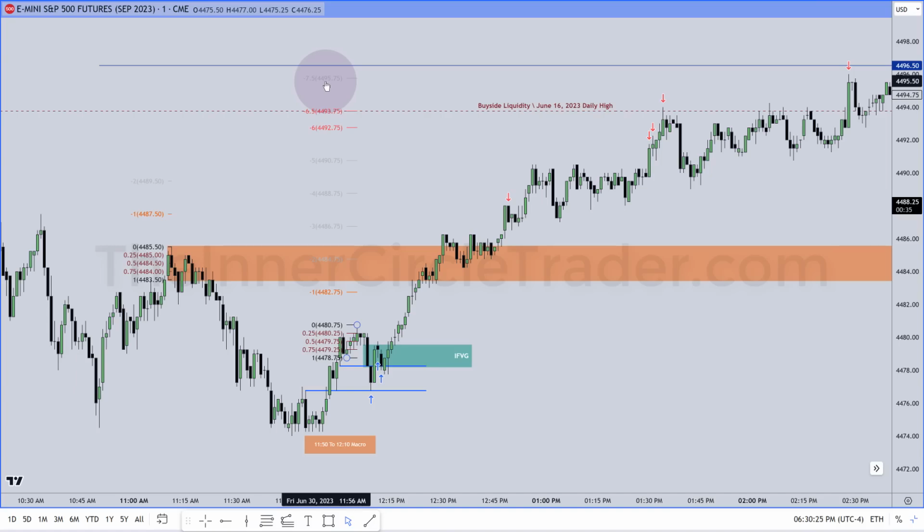Okay, but what I'm teaching you is we have an expectation that the market will reach up into the liquidity above this high at 4493.75. Remember, that's what I tweeted a couple minutes after 9 o'clock on Friday, to this range up here, which is the weekly volume imbalance.